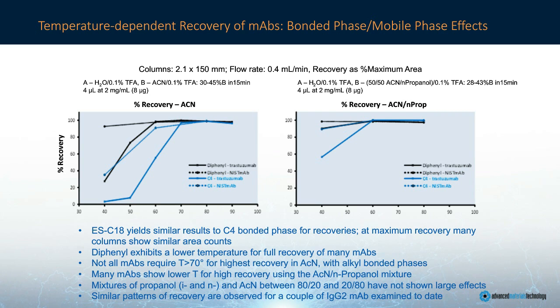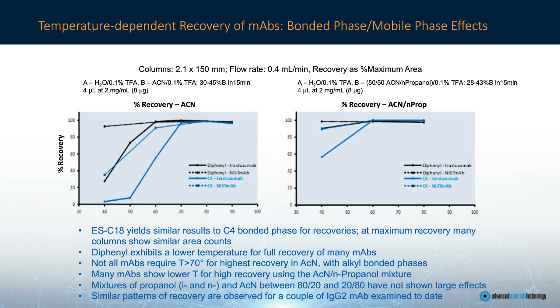So the ESC18 also yields similar results to the C4 bonded phase for recoveries. The diphenyl exhibits a lower temperature for full recovery of these monoclonal antibodies. Like I said, not all MABs require greater than 70 degrees for the highest recovery in acetonitrile. Many of these MABs show lower temperature for high recovery.